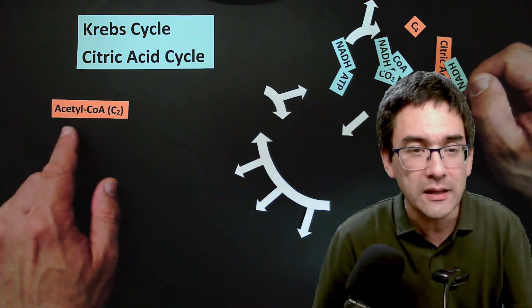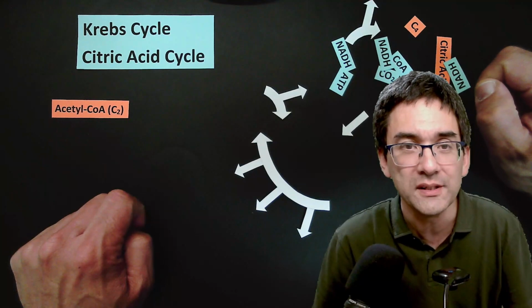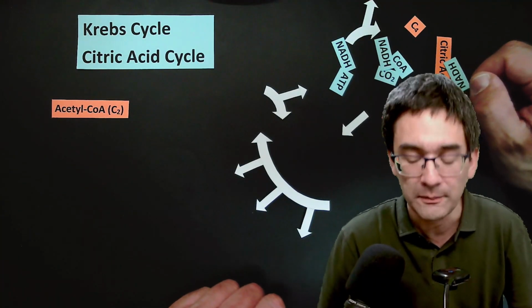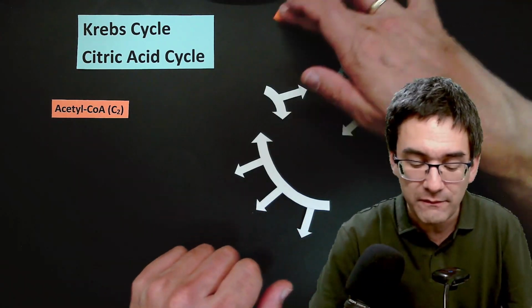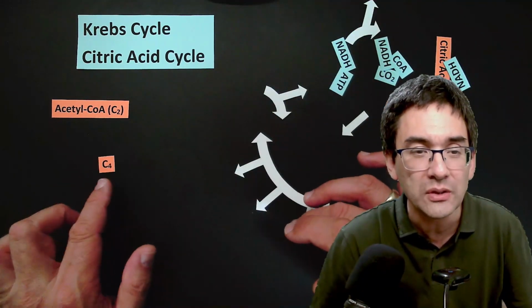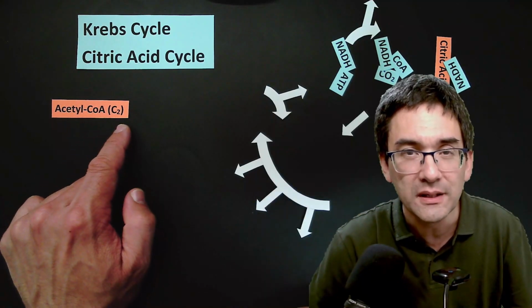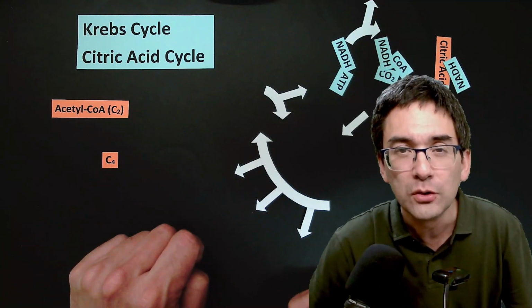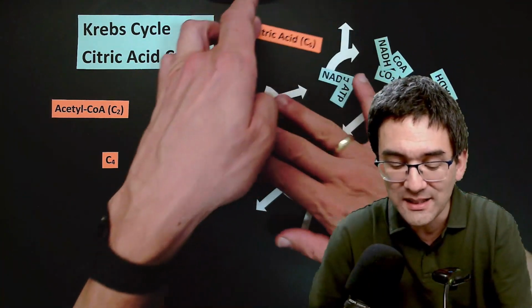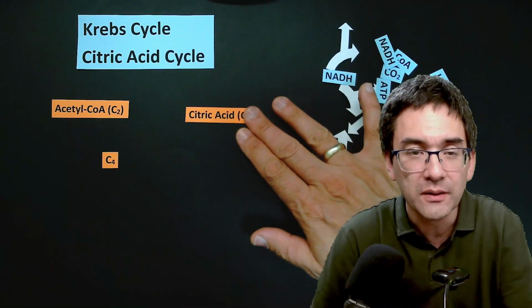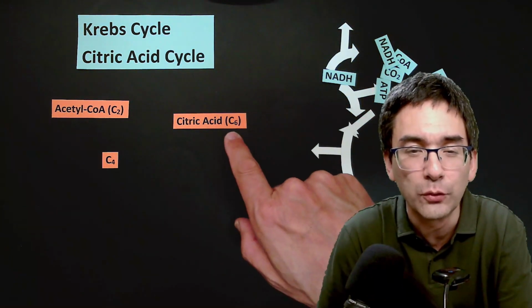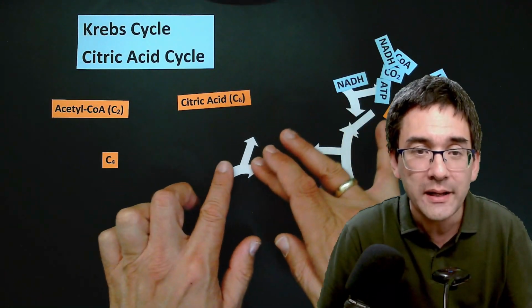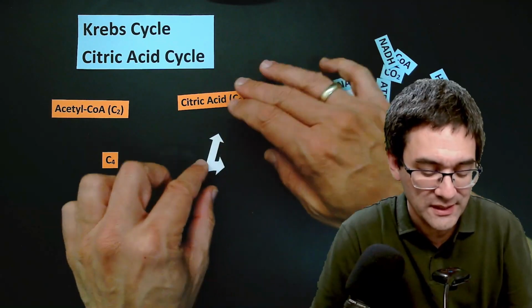And this acetyl CoA, the acetyl group, contains 2 carbons, and this acetyl CoA is now going to be completely broken down to carbon dioxide. And the first step is a very important one. We're going to take the C2 substance, acetyl CoA, and combine it with a C4 substance to make citric acid. Okay, and this is why the cycle is called the citric acid cycle. And of course, citric acid must have 6 carbons. Why? Because 2 plus 4 is 6, obviously.